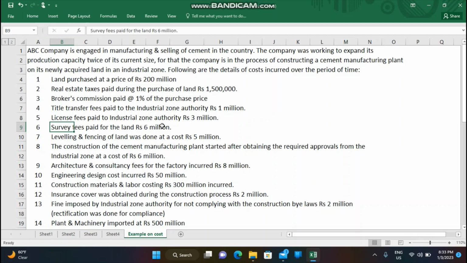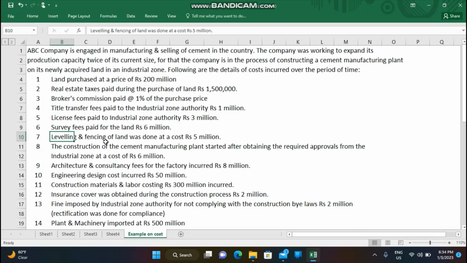And next is survey fees. Survey fees is like, whenever a piece of land is acquired, some surveyors are hired, and they do a survey of the land to see whether it's feasible for the purpose for which we are acquiring the land. So a survey fee is paid to those professionals who are conducting the surveys. So this 6 million will be considered a directly attributable cost for the purpose of this land, and it will be included in the cost of land.